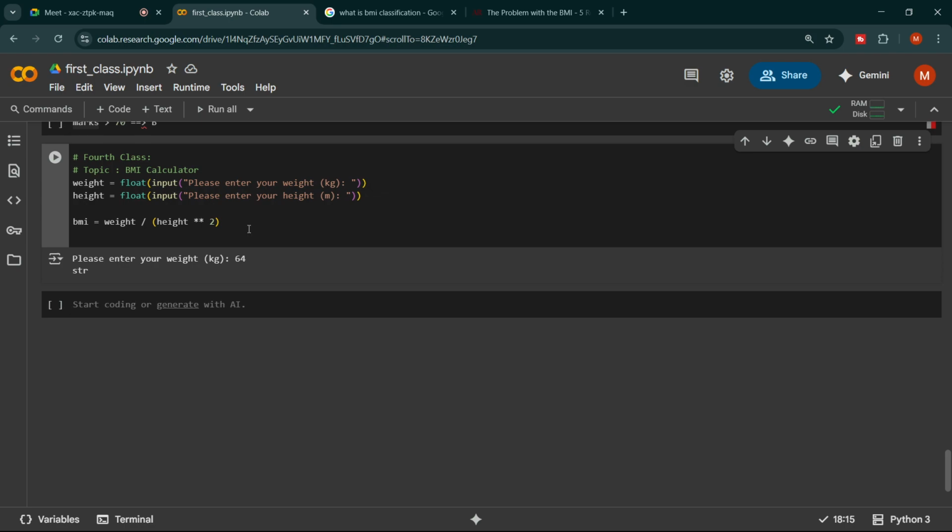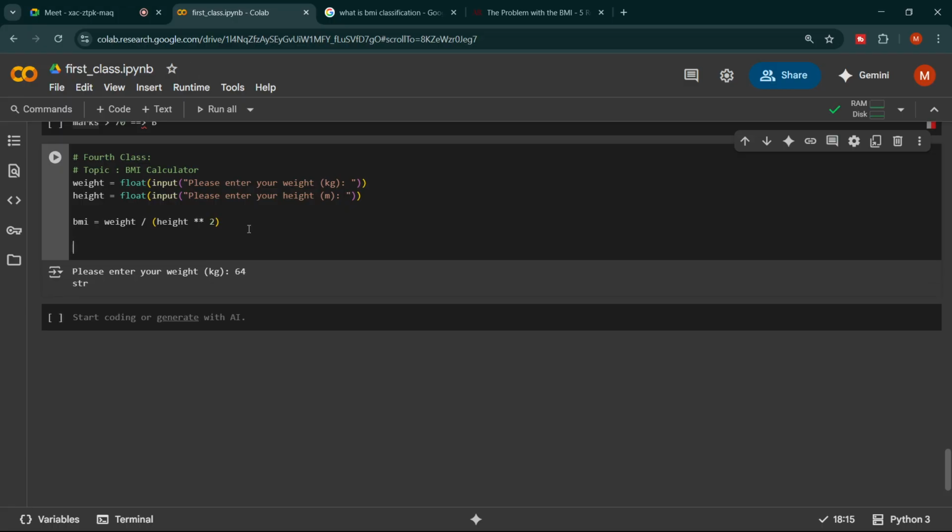Okay, now understand what we have done so far. We have taken the input of weight and height from the user, we typecasted them into floats, and then we have also calculated BMI. Now based on the calculated BMI, we want to classify the person whether he or she is underweight, normal weight, or whatever. So we will be writing the conditional statement. This we discussed yesterday, how to use conditional statements.